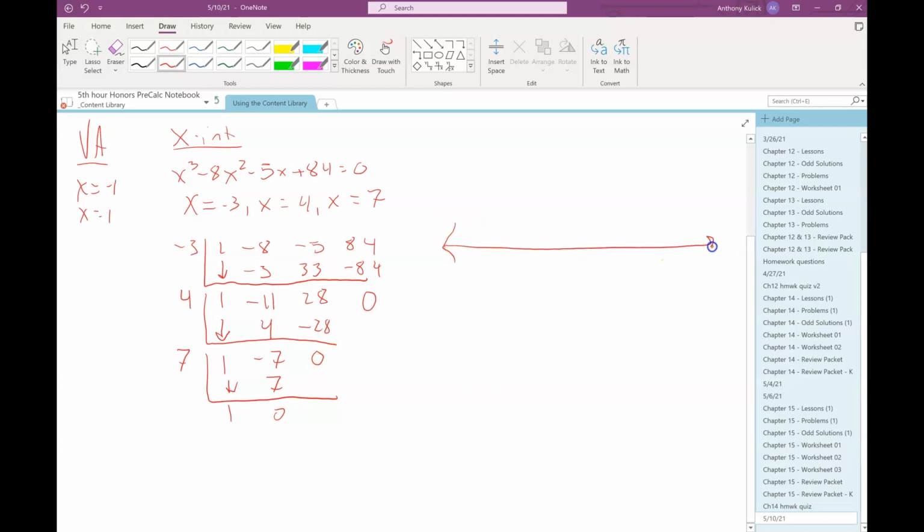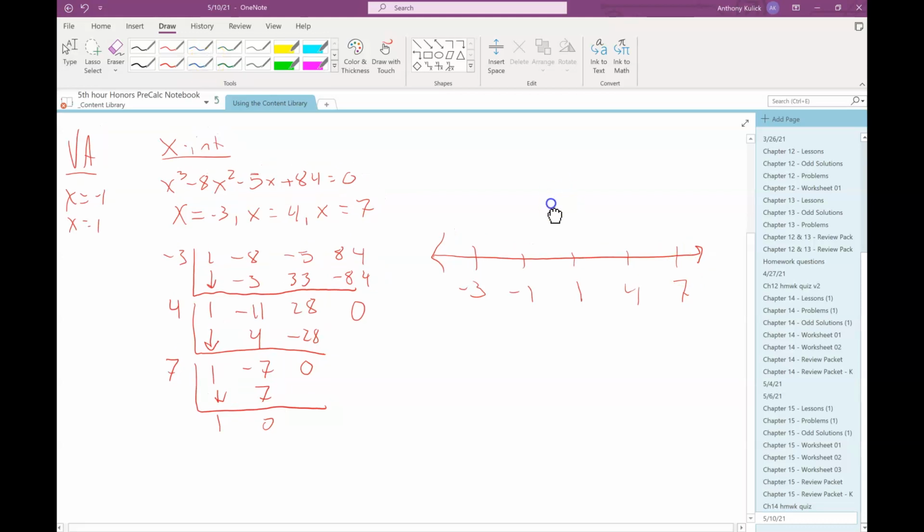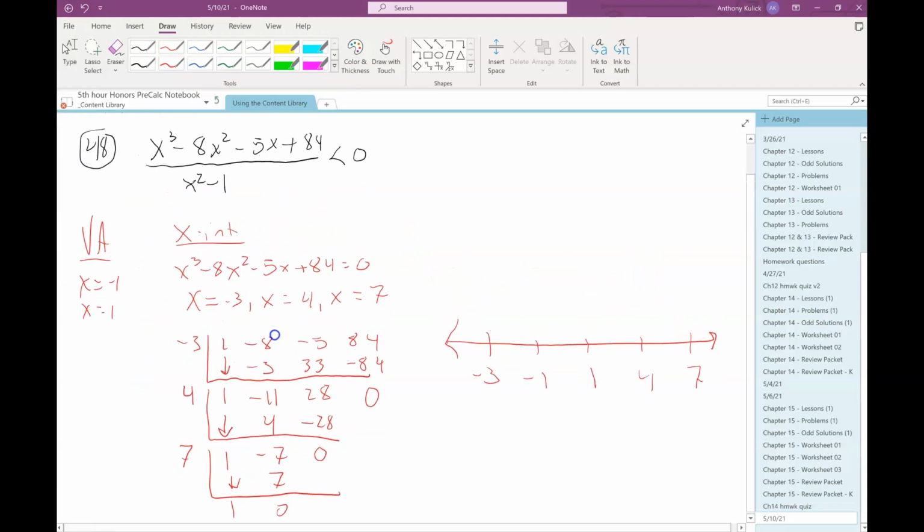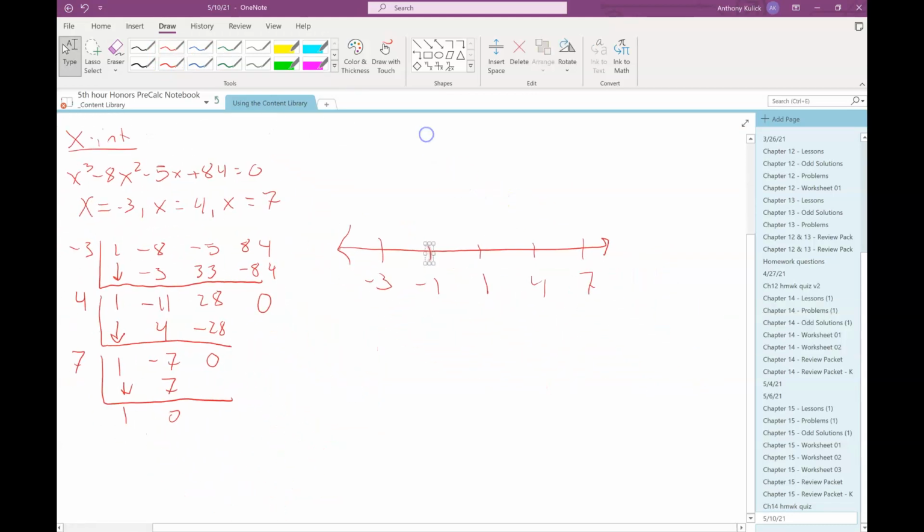So on my number line here, it's going to be pretty busy. Let's see, I got -3, -1, +1, +4, and +7. Gee golly willikers! It's a lot of places to check here. Since this is a strict less than, I'm going to indicate each one of these with an open circle, for the asymptotes and the zeros. Since it was a less than, I don't have to worry about distinguishing between them; everybody gets the same open circle.